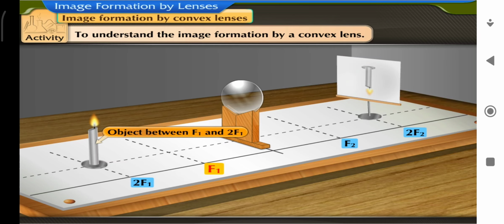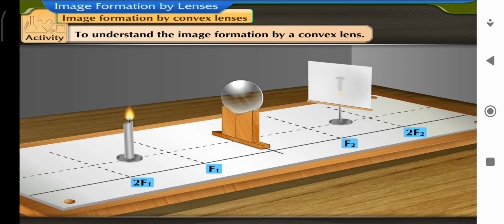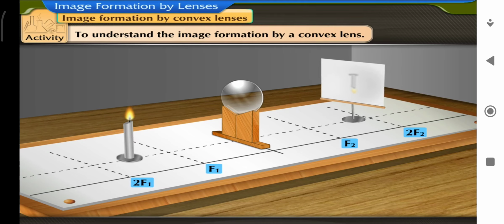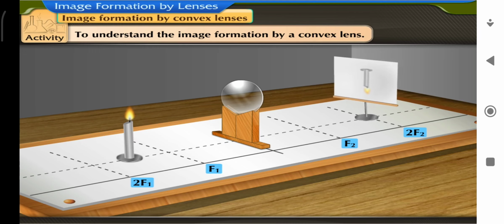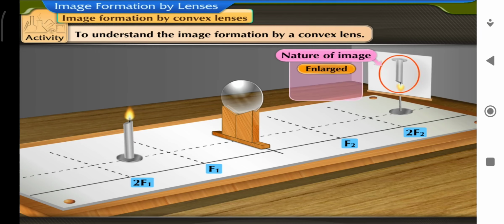Object between f1 and 2f1. Now place the candle between f1 and 2f1. Move the screen and obtain the well-defined image of the candle. The position of the screen is beyond 2f2. The image is enlarged, real and inverted.